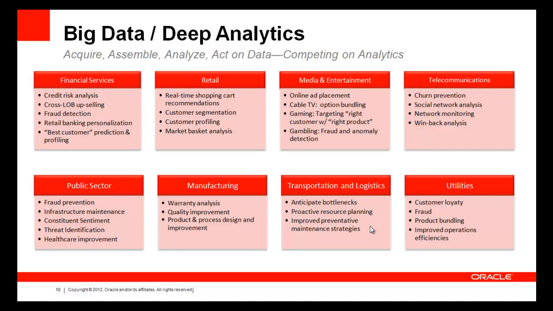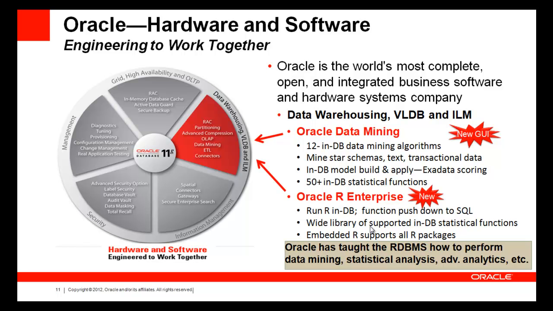In telecommunications, the common one is churn prevention, but you can also do social network analysis with Oracle data mining, or network monitoring, win-back analysis, and it goes on and on. In manufacturing, public sector, transportation, and utilities, they all have popular and common use cases for data mining and predictive analytics.